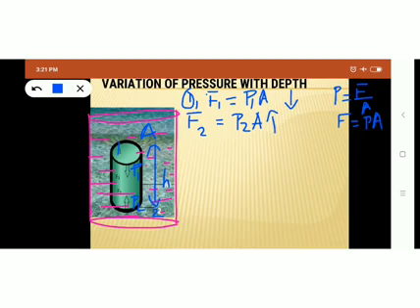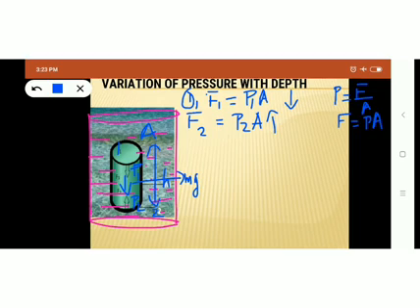Apart from this, one more force is acting here, that is the weight of this liquid column or cylindrical column, and the weight of the cylindrical column is mg. You know that weight always acts vertically downwards. So, what are the total forces acting here? P1A vertically downwards, P2A vertically upwards, and one more force, mg, vertically downwards.